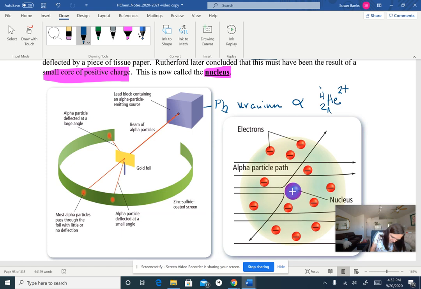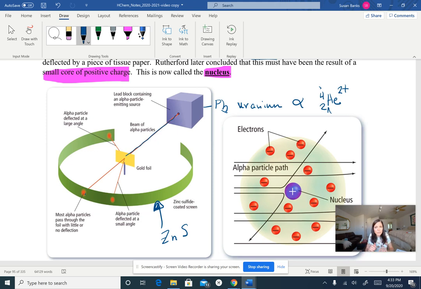And he shot these out through that gold foil, and he made that gold foil as thin as he possibly could. I think they measured it. They thought it was about 3 or 4 atoms thick. Okay. And they had this shield behind here. The shield was made of zinc sulfide. And the really cool thing about zinc sulfide is when it's hit by an alpha particle, it fluoresces or it glows a little bit.